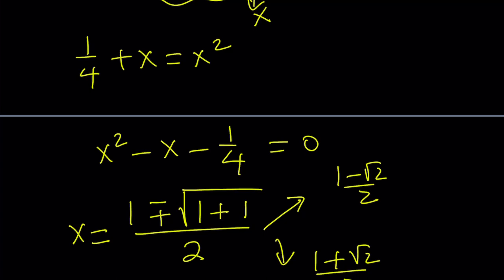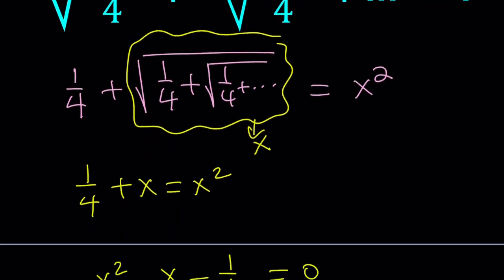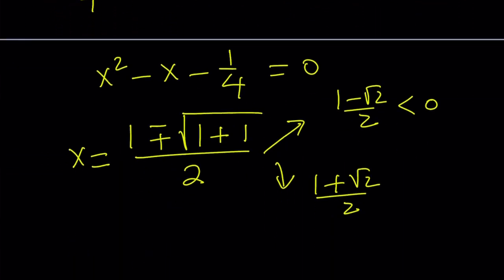But 1 minus root 2 over 2 is actually less than 0. If you look at our original expression, it can't be negative. It's definitely a positive expression. So we're going to go with the second solution. Therefore, our infinite expression is equal to 1 plus root 2 divided by 2.